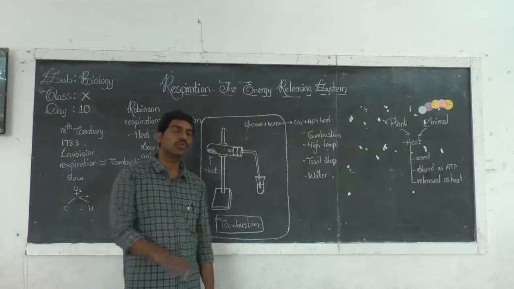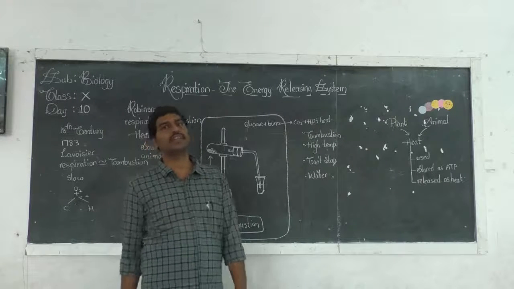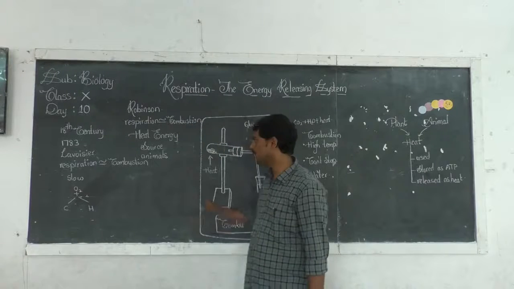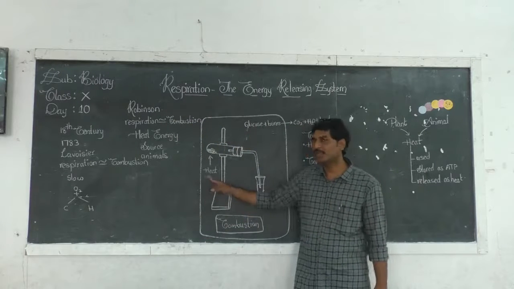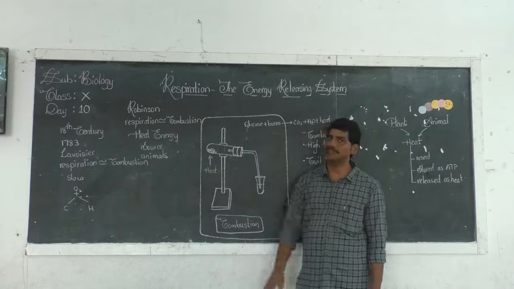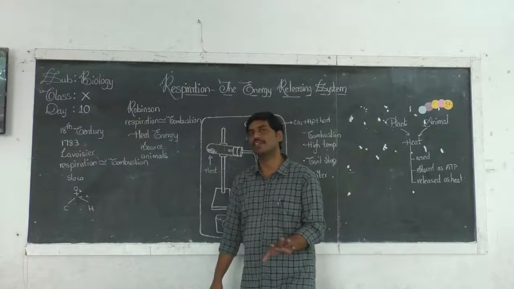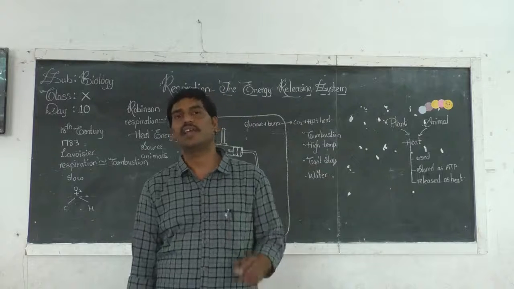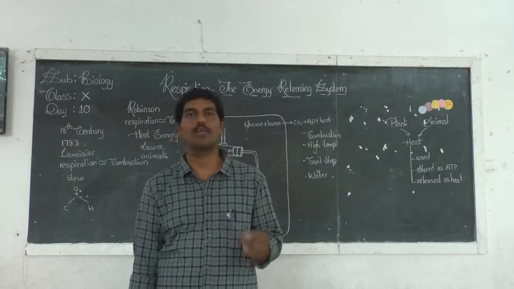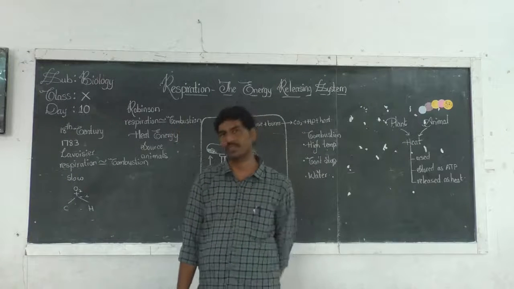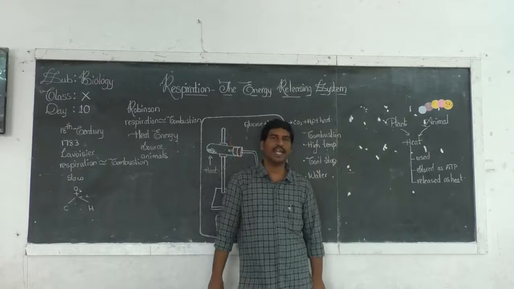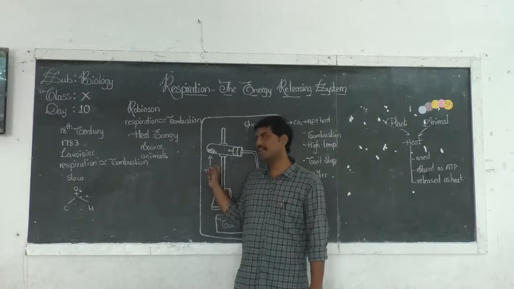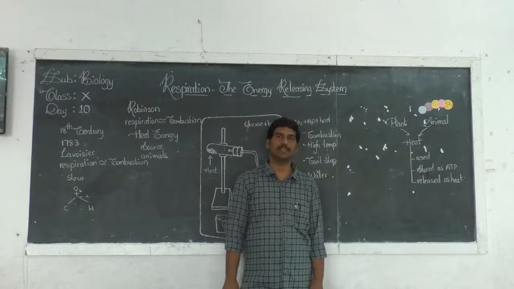Now let us see what the differences are between respiration and combustion. In combustion, we need to supply an external heat source, but in respiration, the living cells are not being heated. That means respiration takes place at normal body temperature, whereas in combustion external heat is required.